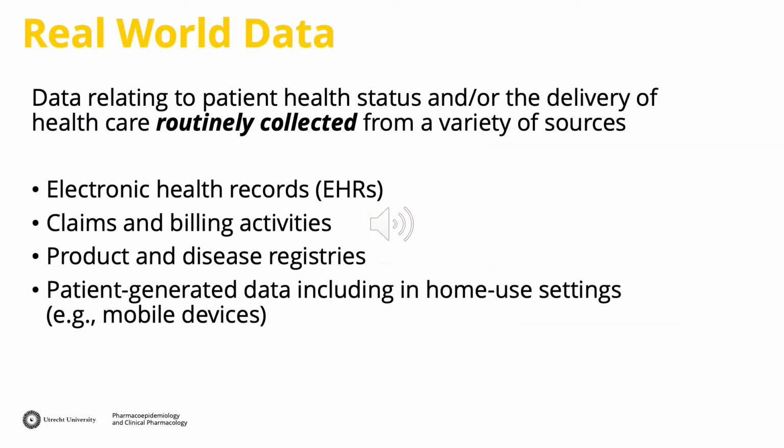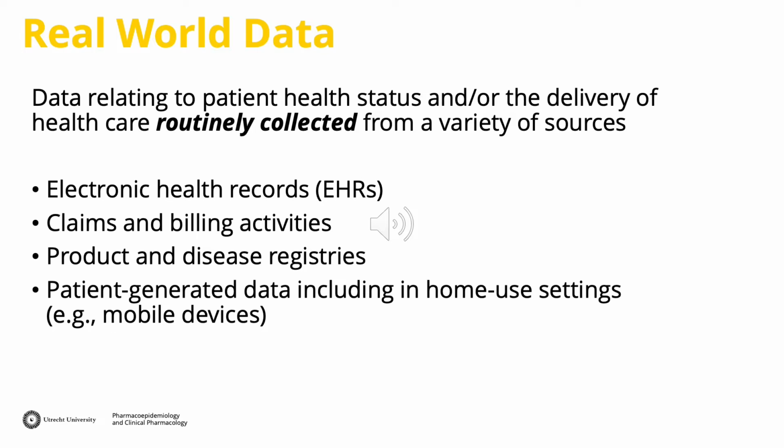So one of the most important distinguishing features of observational studies is the use of real-world data. So what do I mean by real-world data? Well, in order to conduct an observational study, we typically look at data that relates to patient health status or delivery of healthcare that have been routinely collected from a variety of sources. That's the data that we use.